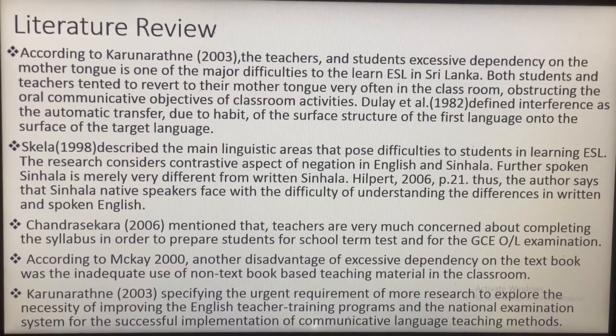Let's look at the literature review. First, according to Karunaratne, the teachers' and students' excessive dependency on the mother tongue is one of the major difficulties in learning ESL in Sri Lanka. Both students and teachers tended to revert to their mother tongue very often in the classroom, obstructing the oral communicative objectives of classroom activities. Dooley in 1982 defined interference as the automatic transfer, due to habit, of the surface structure of the first language onto the surface of the target language.